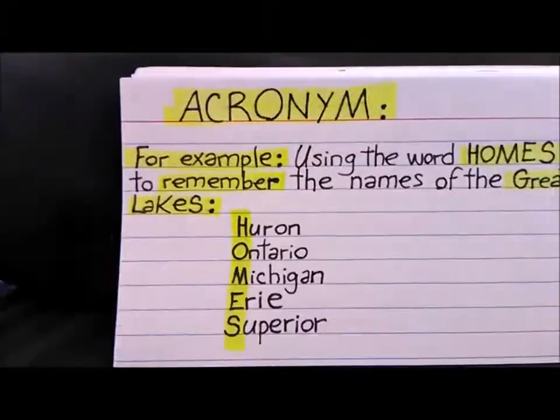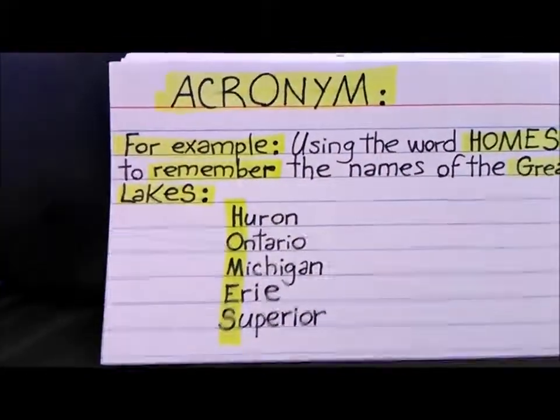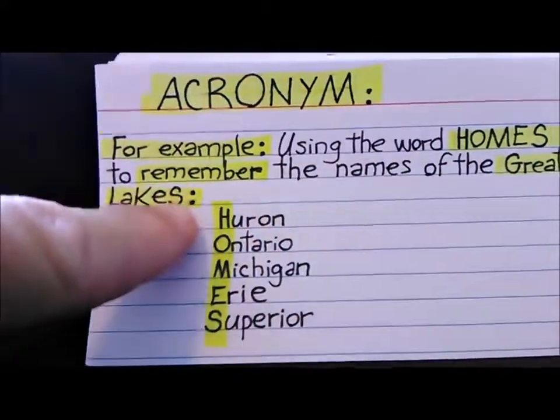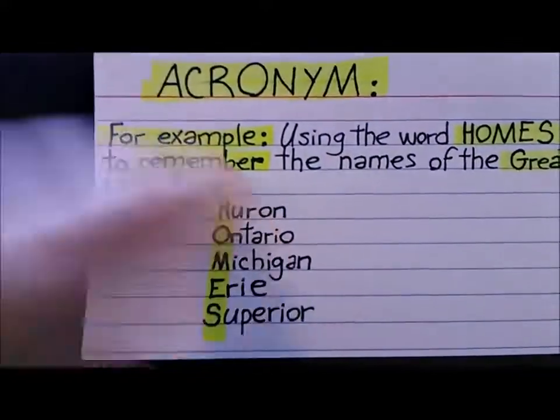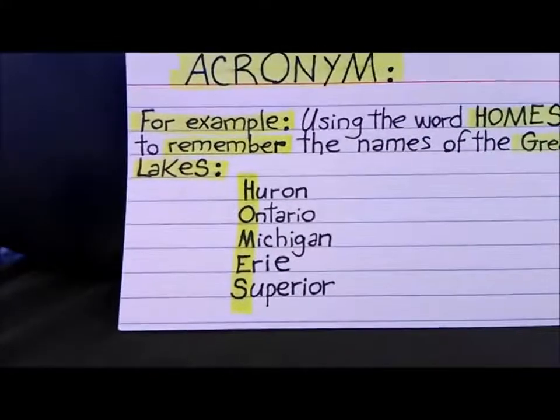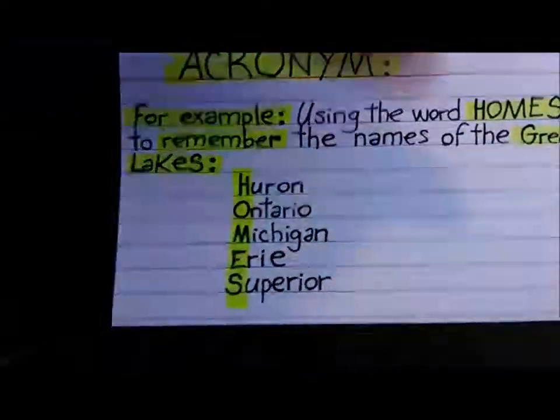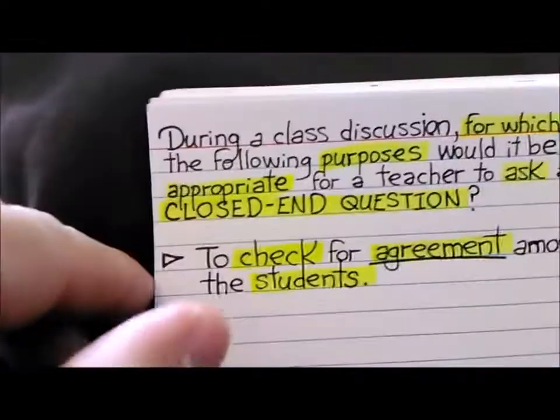An acronym. That's easy. For example, using the word HOMES to remember the names of the Great Lakes. See, HOMES. Well, you got Huron, Ontario, Michigan, Erie, Superior. HOMES. That's an acronym. Okay. Using it as a mnemonic device, something like that.